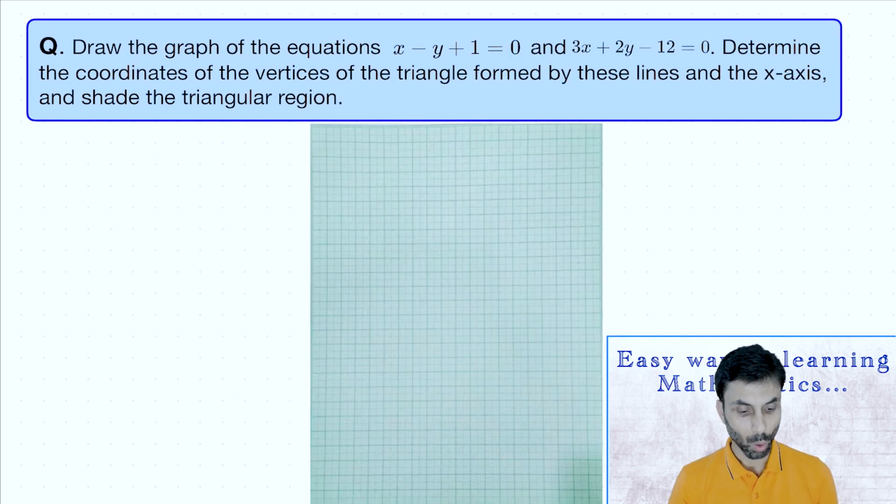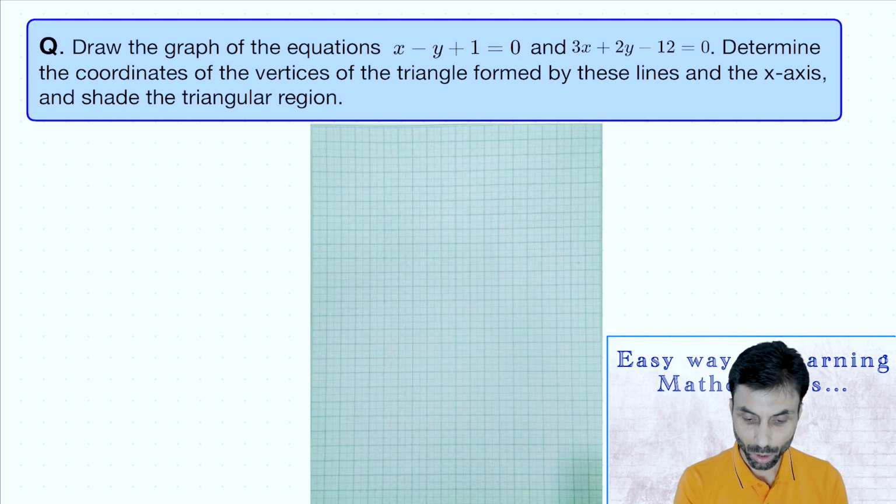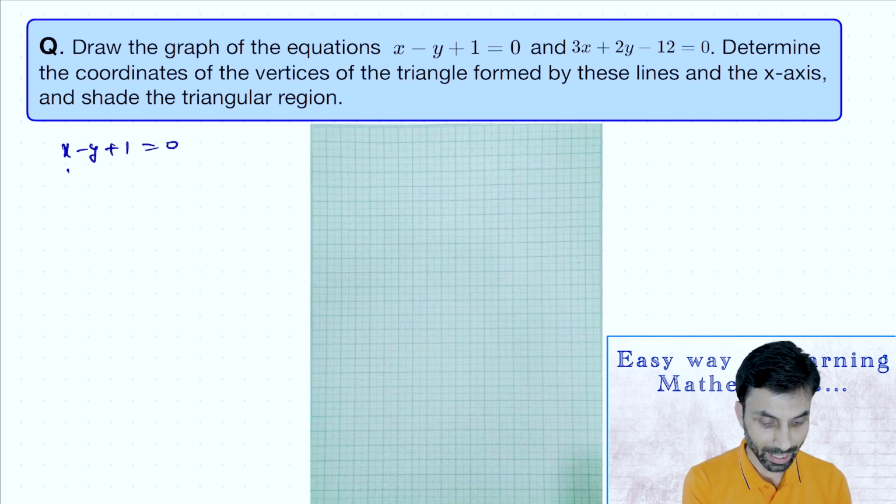Moving to the next question, we have: draw the graph of the equations x minus y plus 1 equals 0 and 3x plus 2y minus 12 equals 0. Determine the coordinates of the vertices of the triangle formed by these lines and the x-axis, and shade the triangular region. So in this case, we are again going to plot the points in order to draw the graph, and then we'll see how the triangle forms, and then we'll mention the vertices. So let's take the first equation. x minus y plus 1 equals 0, which I can write as y equals x plus 1.